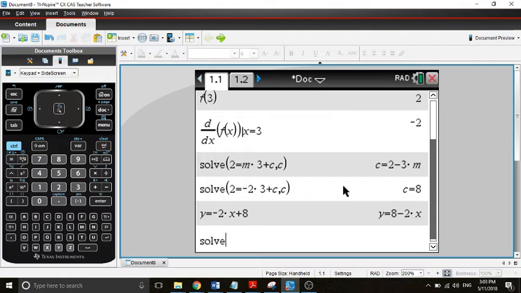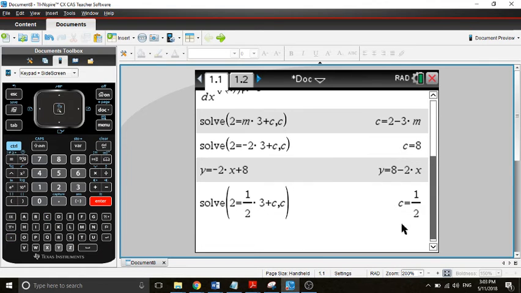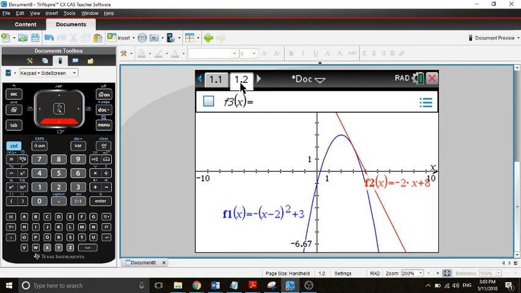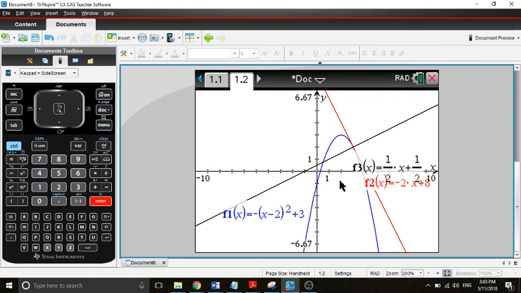So what we do is we say solve 2 equals negative, sorry, 1 over 2, because it's our new gradient, times 3 plus c, for c. And it tells us that c is a half. Based on that, y equals 1 over 2 x plus 1 over 2. So that's our new gradient, that's our new y-intercept. Let's check that. Plot 1 over 2x plus 1 over 2, and there you have it, crossing right there at right angles.